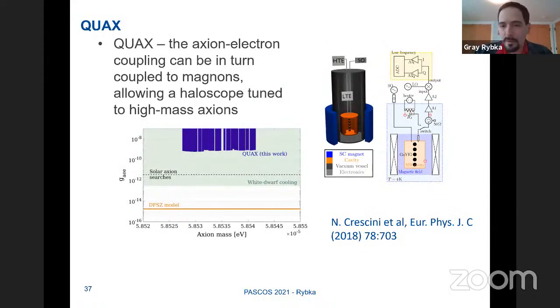There's the QUAX experiment, which, instead of looking directly for axion-photon coupling, looks for axion-electron coupling, then couples those electrons into magnons, couples those magnons to photons, and extracts them. It sounds really hard, but they're actually able to build experiments like this. They don't have sensitivity down into serious QCD axions yet, but they have big plans and they're making their way.